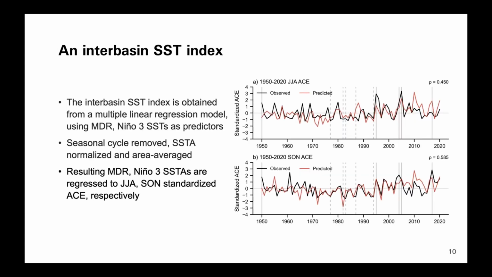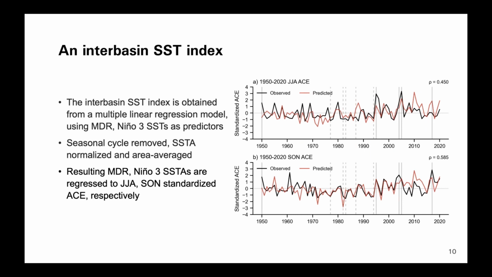So to model the seasonal contributions of local and remote SSTs to Atlantic TC activity, we invoke a multiple linear regression model to build what we're going to call an interbasin SST index. For the 71 years of ERSST version 5 data, the JJA and SON SST anomalies for the MDR and the Niño 3 regions have had their seasonal cycles removed. They've been normalized and then area averaged.